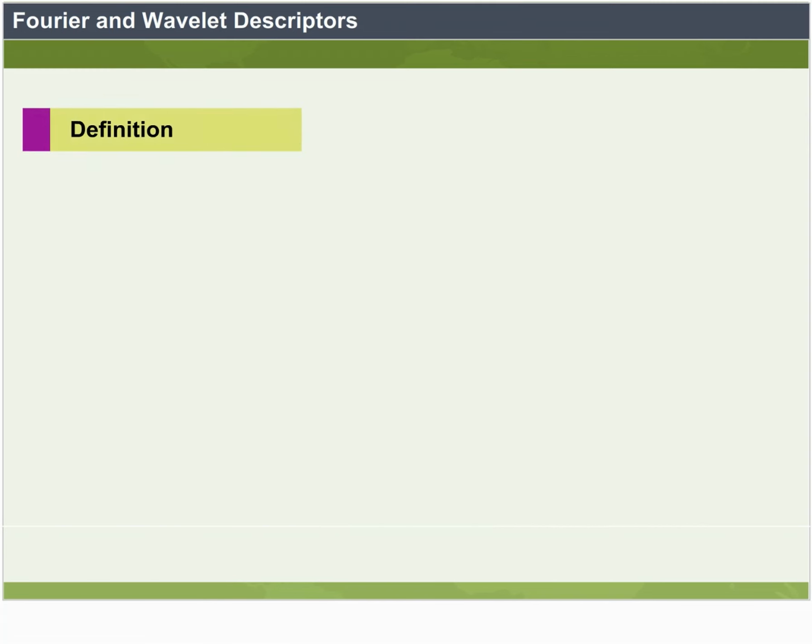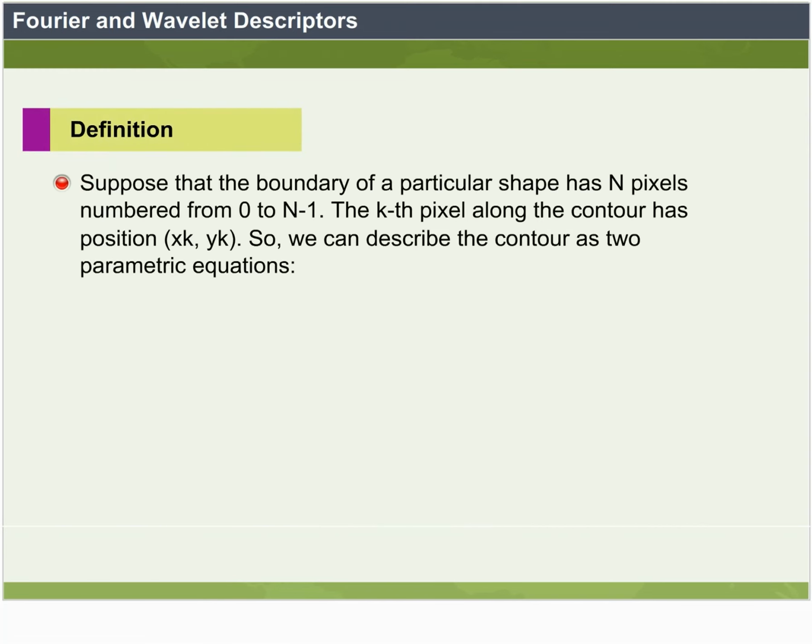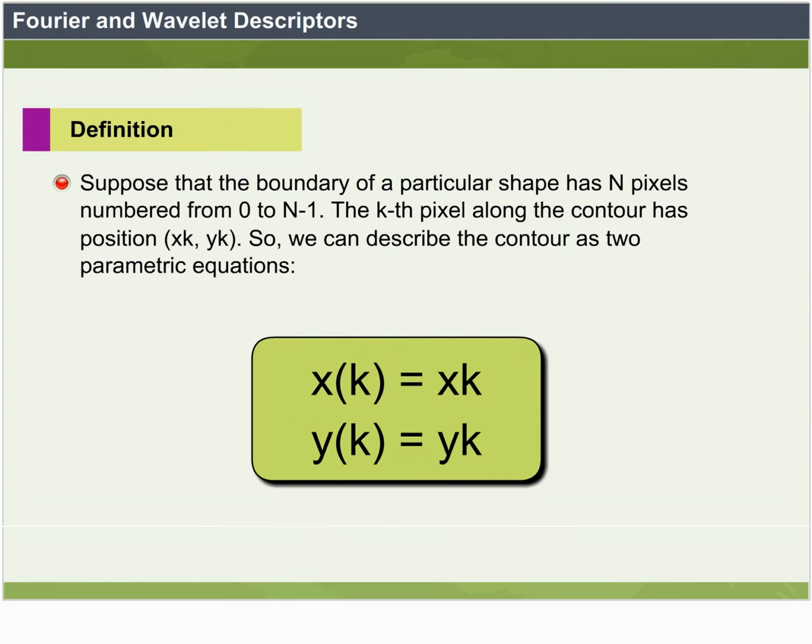Definition. Suppose that the boundary of a particular shape has n pixels numbered from 0 to n-1. The kth pixel along the contour has a position xk, yk. So we can describe the contour as two parametric equations. x of k equals xk, y of k equals yk.